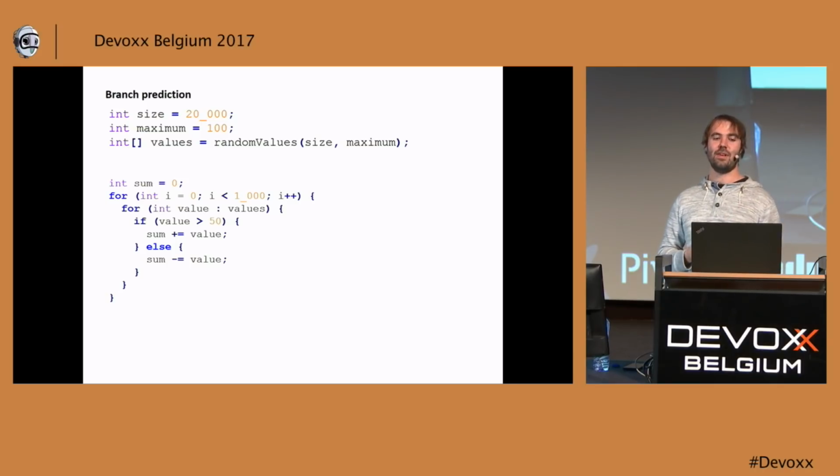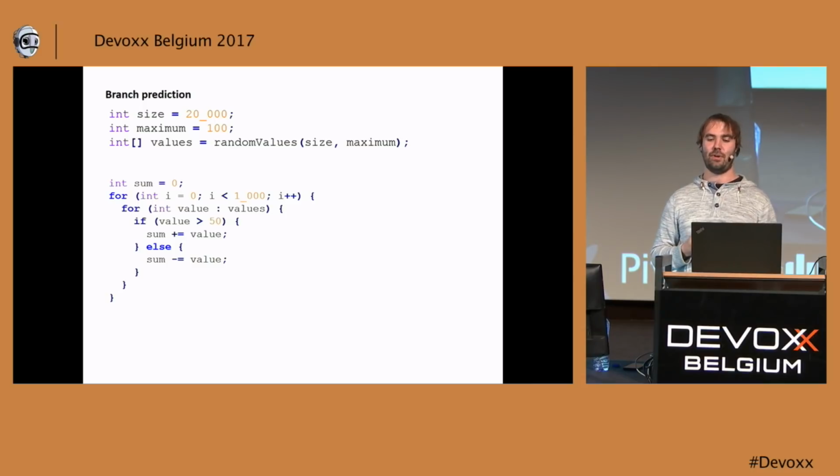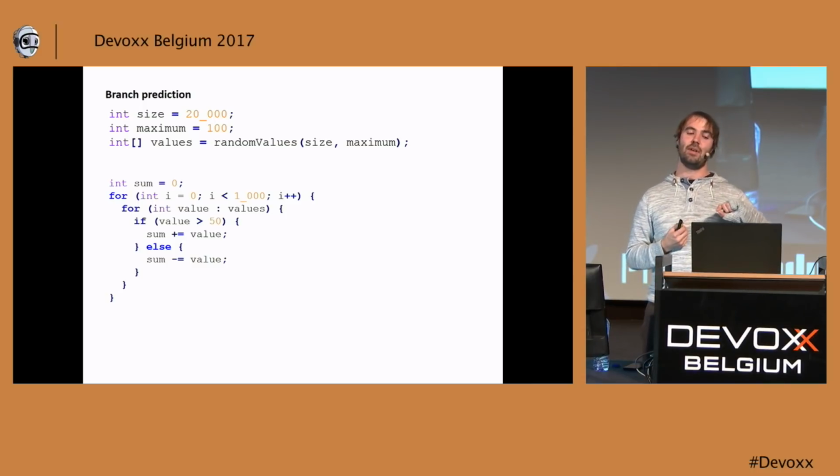So what we have here is a program where we create 20,000 random values, and then we sum up these values 1,000 times. This is of course not a useful program, but just to demonstrate something. If the number is bigger than 50, we will add it, and if it is lower than 50, we will subtract it.